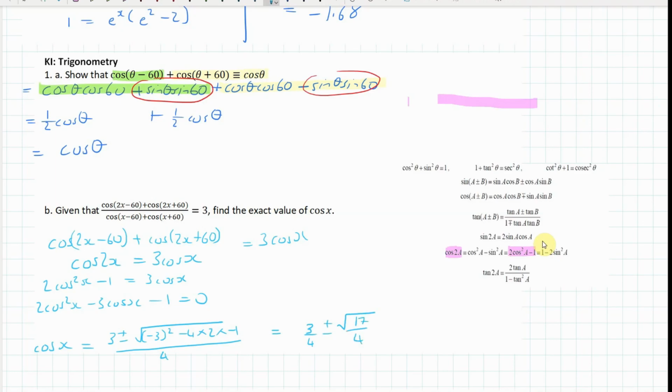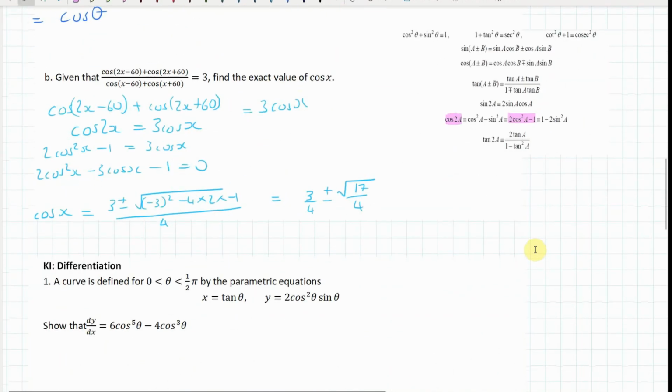Now we've got two answers, but one of them isn't going to make sense, so just check the value of them. 3/4 plus the square root of 17 over 4 is going to give me a number that's greater than 1. So we can't include that, because cosine x is undefined for anything greater than 1. So the only value that we can write down as our final answer here is 3/4 minus the square root of 17 over 4.